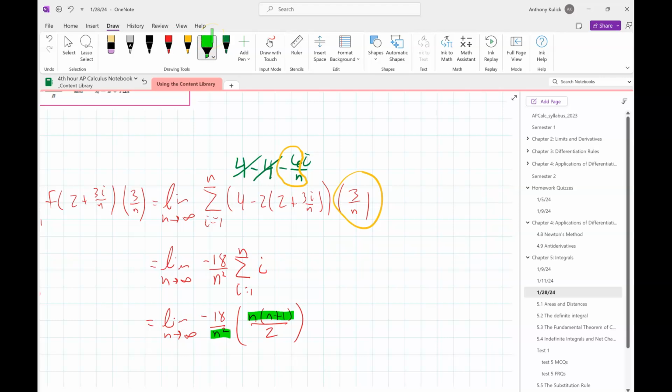And when I look now, I notice this is a degree 2 polynomial over another degree 2 polynomial. So the limit should just be the leading coefficient of the numerator over the leading coefficient of the denominator, or negative 9.